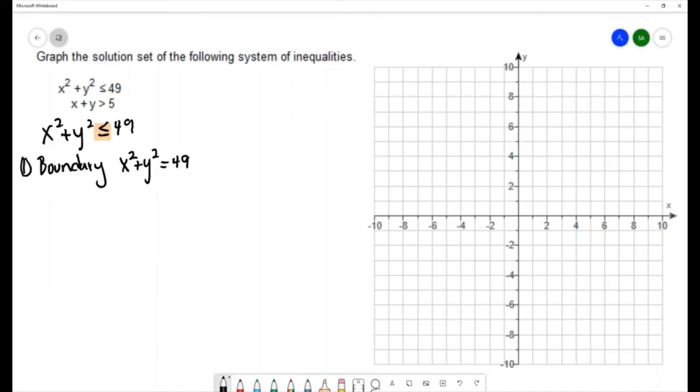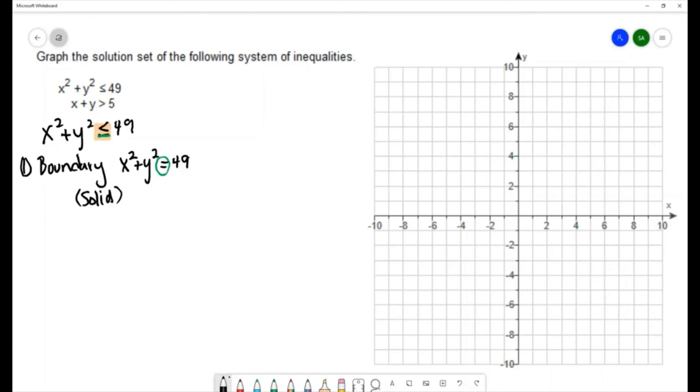Then we want to decide whether we're going to include the boundary in the solution set or not. For this example, our inequality has an equal to and our boundary is an equal to. So that means we're going to include the boundary in our solution set. And the way we include the boundary graphically is by drawing that boundary with a solid line. The solid line indicates that that boundary is part of the solution set.